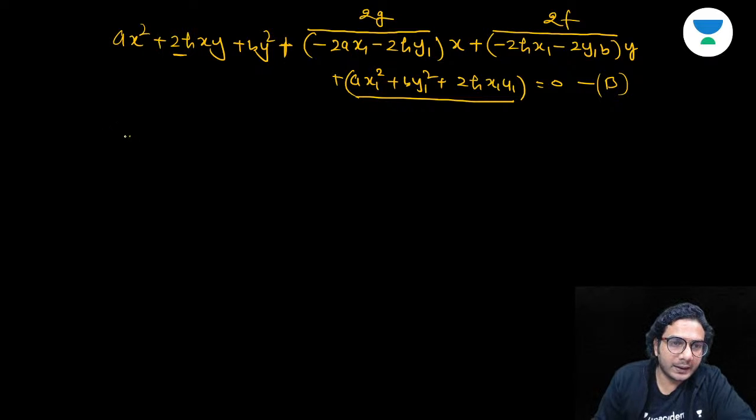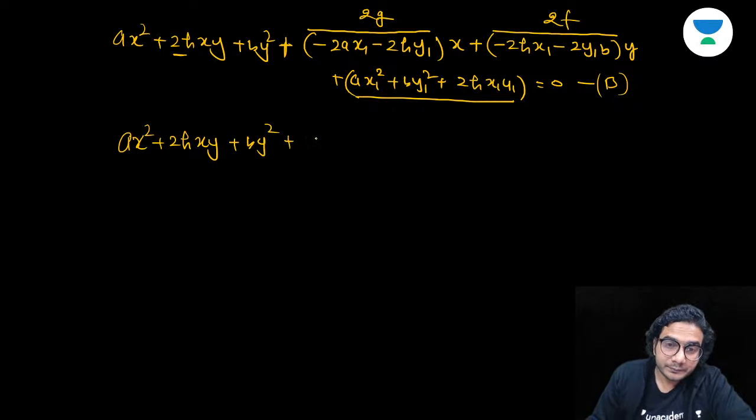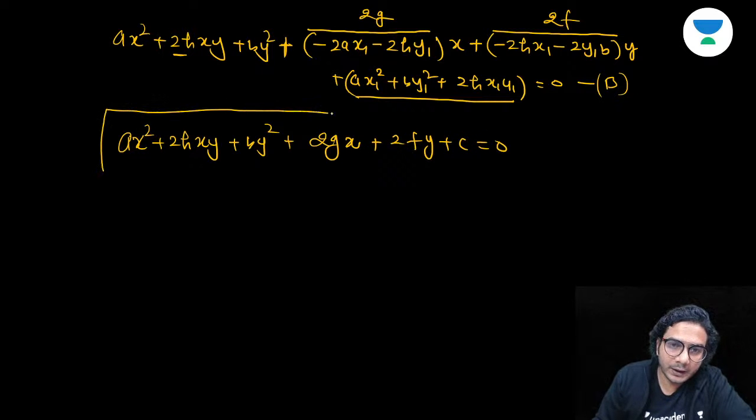So after writing it, we can write the general equation in this form: ax square plus 2hxy plus by square plus, now listen to this, 2gx plus 2fy plus c is equal to 0. So in this form, we remember it. Now I'm going to relate this.